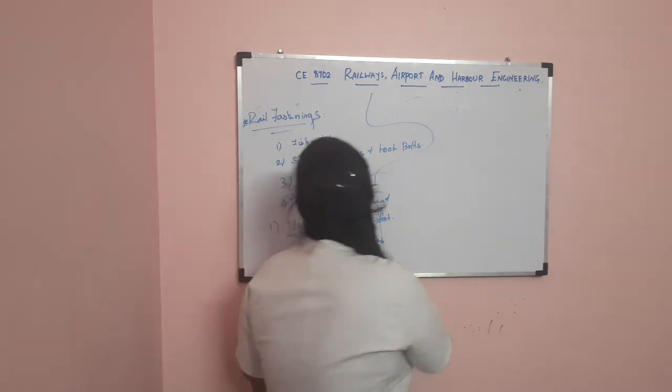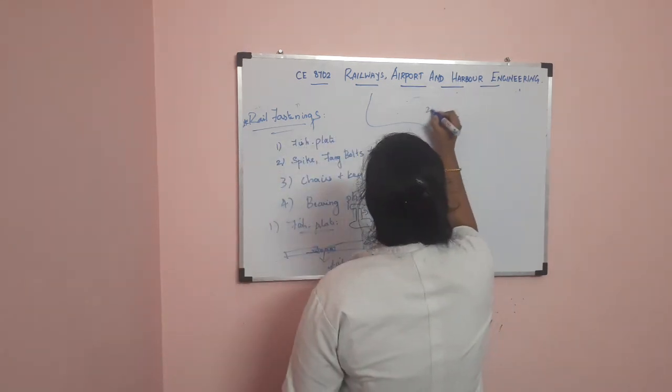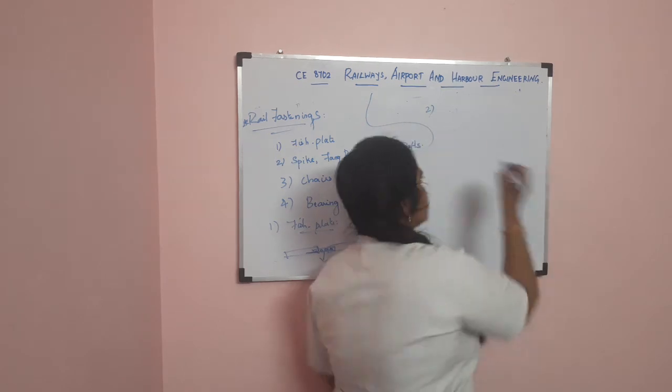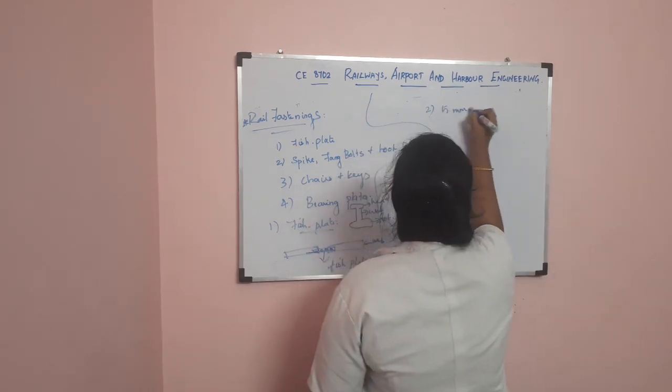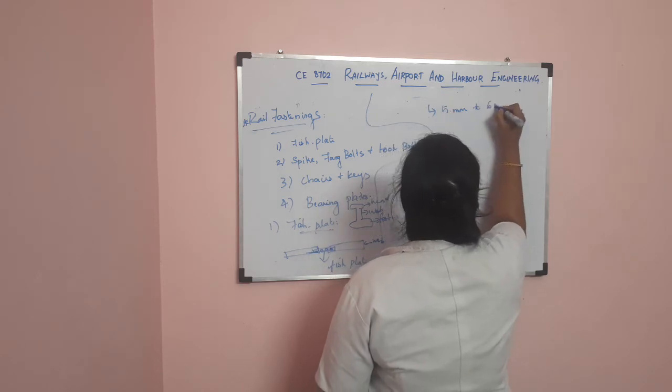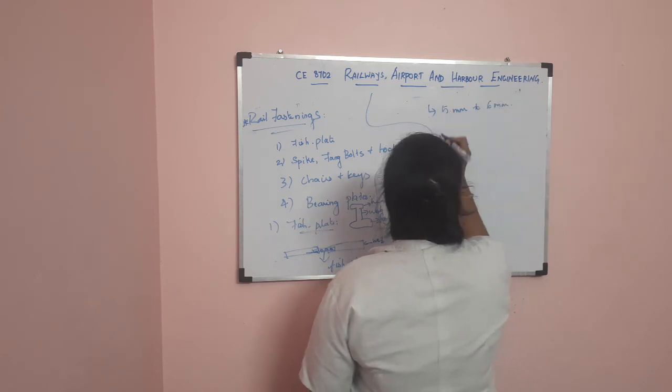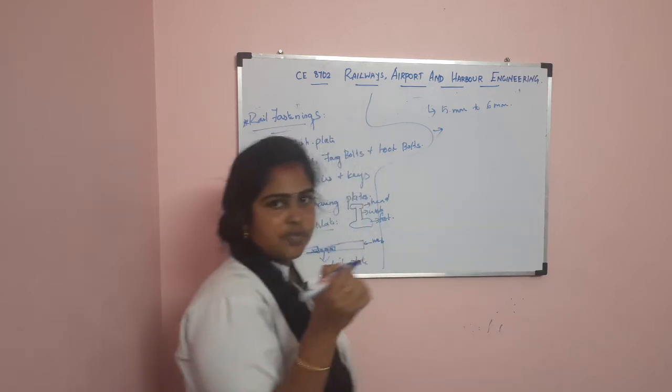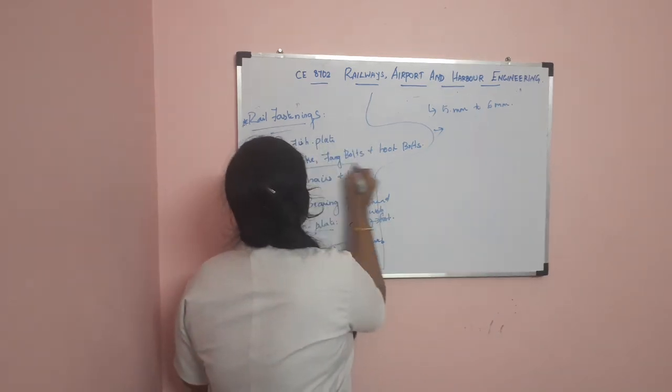So it has 4 holes. The diameter of the hole is 5 mm to 6 mm, to allow the contraction and expansion of the joints. So next one is spike.